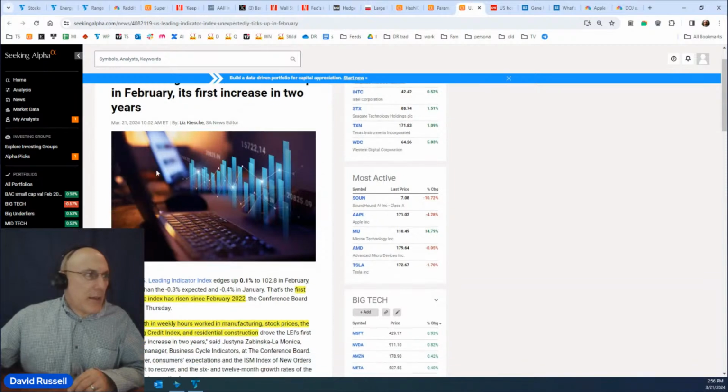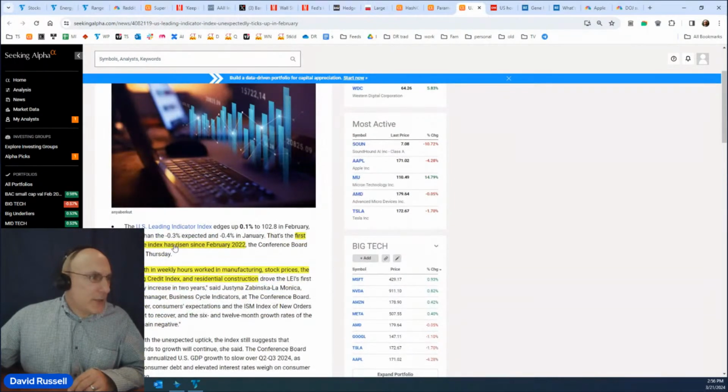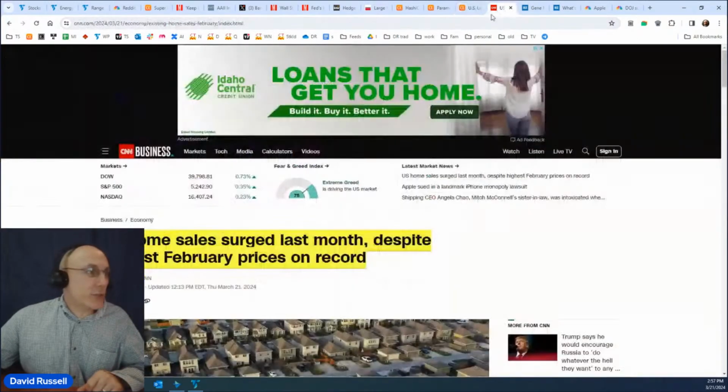U.S. leading indicators went positive in February, the first time in 4 years. That's interesting. Strength in weekly hours worked and manufacturing. I think we have to remember we have been in a recession for manufacturing for the last 18 months, according to ISM. And now all these things are potentially pointing in that direction of seeing that manufacturing pickup, which is one of those things about industrials that remains interesting.